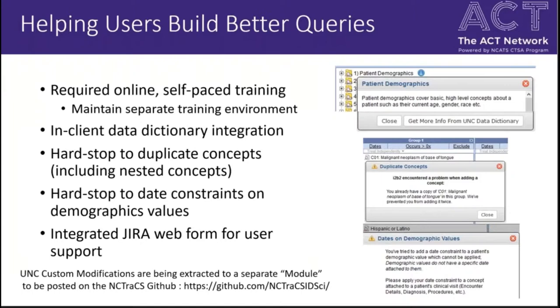We've also put a lot of work into providing access to data dictionaries, some in-client help. We have these little info buttons in our ontology that you can click on. It gives you a short blurb on the domain you're within, but also directly links to more information within our larger data dictionary that's not in the web client.